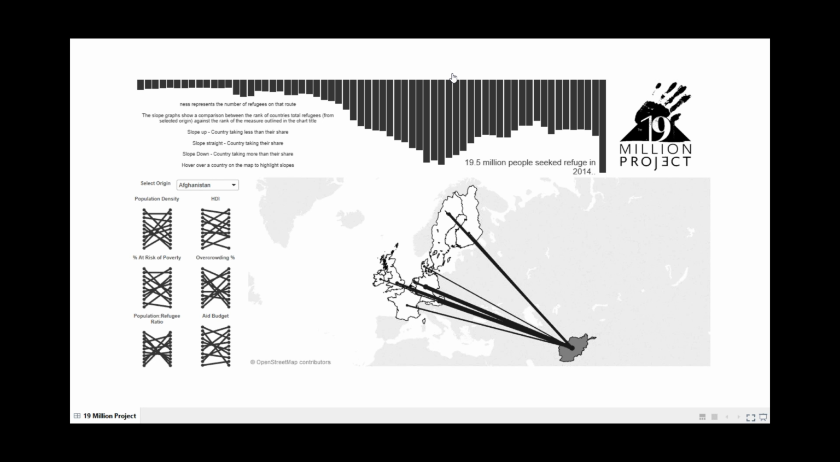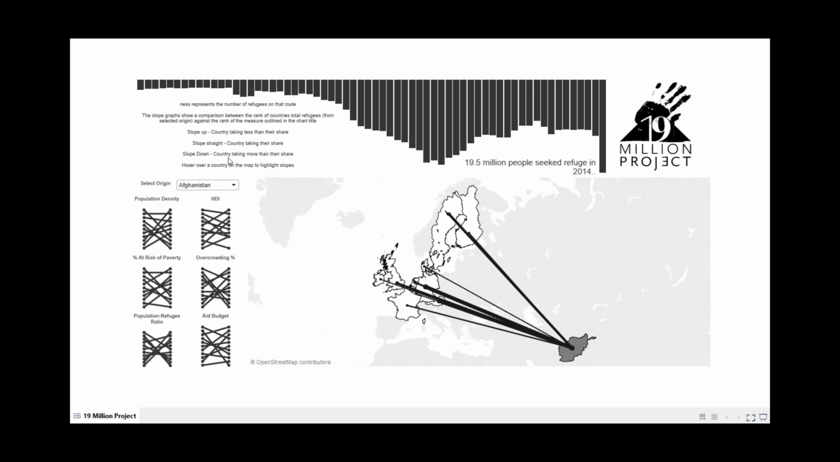So yes, this is my dashboard. Across the top, you have how the population has grown over time. And it should say 19.5 million people seek refuge in 2014. 42% of these were from either Afghanistan or Syria. So obviously that's quite a significant amount. So that's where the focusing is.